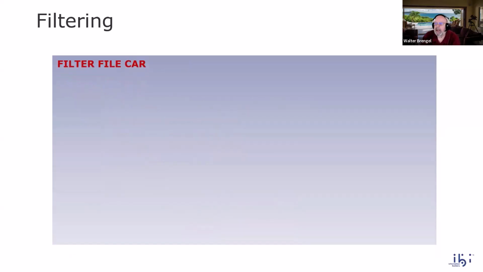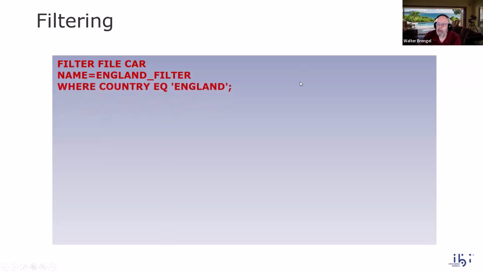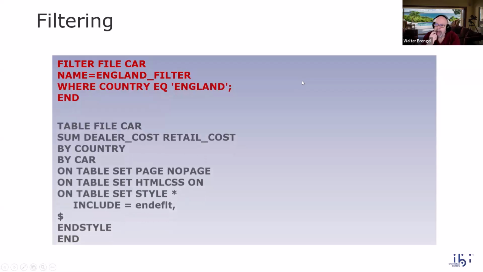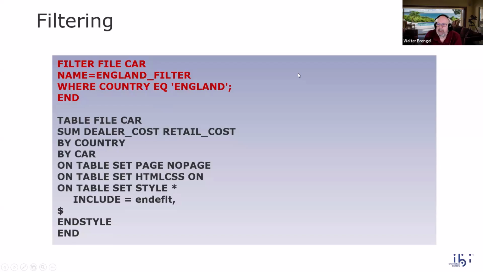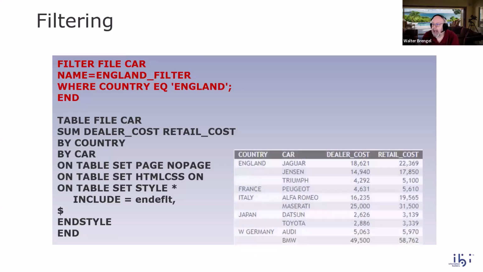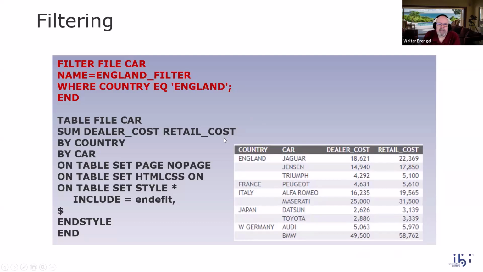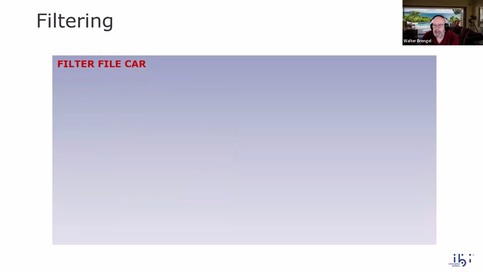So here we have filter file car, name equals England filter, where country equals England, end. And then in my query, I'm going to say table file car, just like I did before. Sum dealer cost, retail cost by country by car. Our output is everything. So why are we getting everything? So I defined the filter, but I didn't actually activate it.